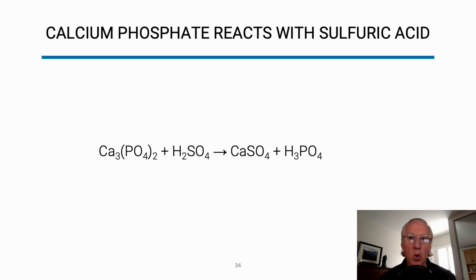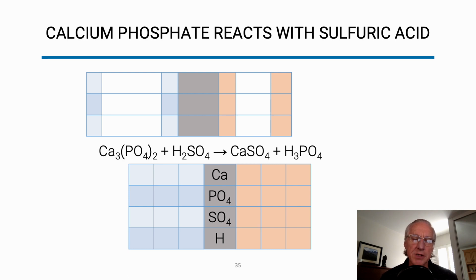This approach also works with polyatomic ions. As an example, calcium phosphate reacts with sulfuric acid to produce calcium sulfate and phosphoric acid. In this case, we have 4 substances in the table below: calcium, phosphate, sulfate, and hydrogen. The initial count is 3 calciums on the left, only 1 on the right, 2 phosphates on the left and 1 on the right, 1 sulfate on the left and 1 on the right, and 2 hydrogens on the left and 3 on the right.